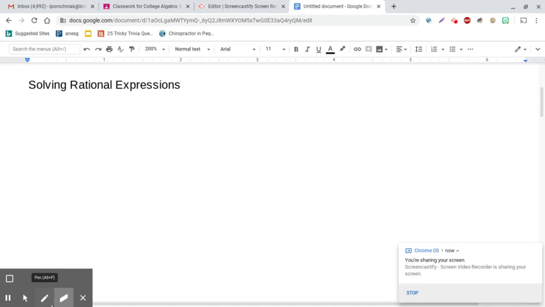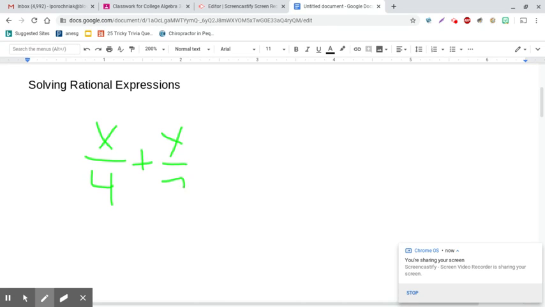Today we're going to learn how to solve rational expressions. Kind of new, but not too bad. You're going to see that a rational expression just means that there are two different monomials that make up a fraction. So you're going to see something like this.